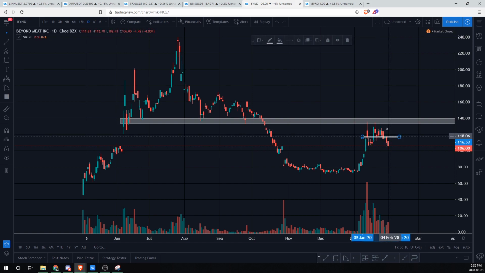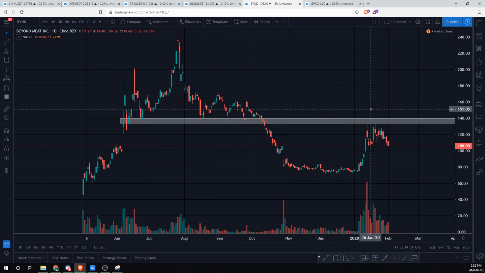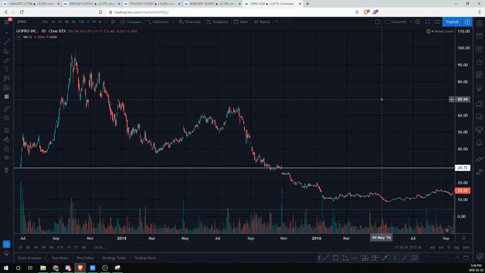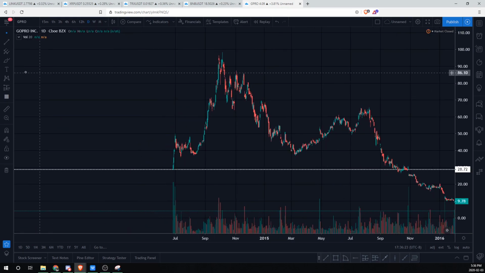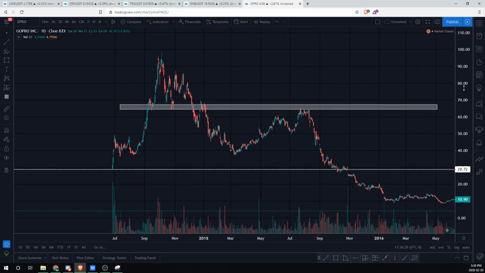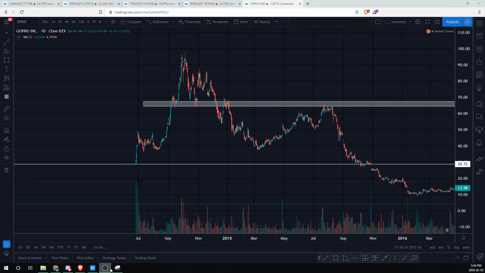So now that we've discussed this, we can come to GoPro and just talk about the situation that occurred on GoPro, because it had a similar structure. We're not really going to be diving deep into it, but I just wanted to point out one zone within the price action that I wanted to discuss and how it looked like the trade that we are seeing with Beyond Meat here.